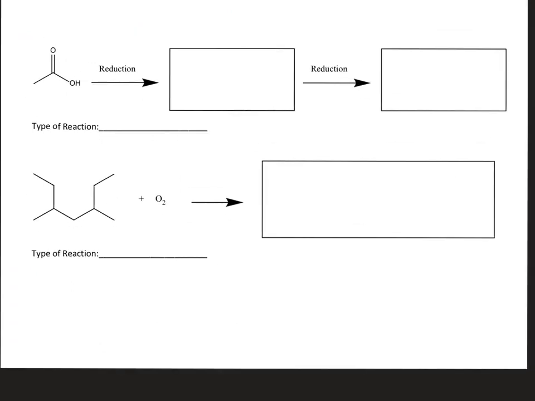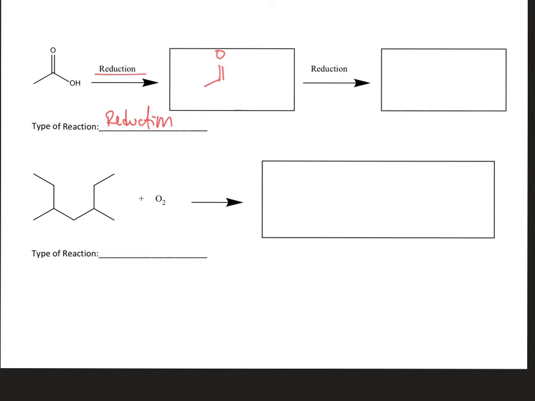Next, we have what's known as reduction reactions. It literally tells you in the problem. So this is a reduction reaction. If we start with a carboxylic acid, the first step of reduction would be to reduce the amount of carbon-oxygen bonds. And so what we would end up with is an aldehyde. Now remember, with aldehydes, you can put the hydrogen there, you cannot put the hydrogen there. It doesn't really matter. Either of those is the same thing.